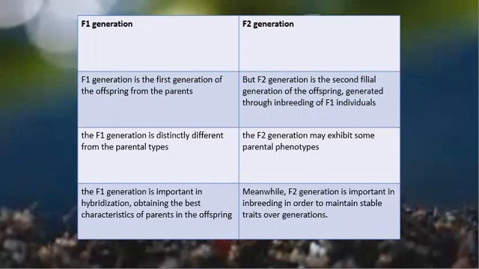Meanwhile, F1 generation is important in hybridization, obtaining the best characteristics of the parents in offspring. F2 generation is important in interpreting inheritance in order to maintain stable traits over generations.